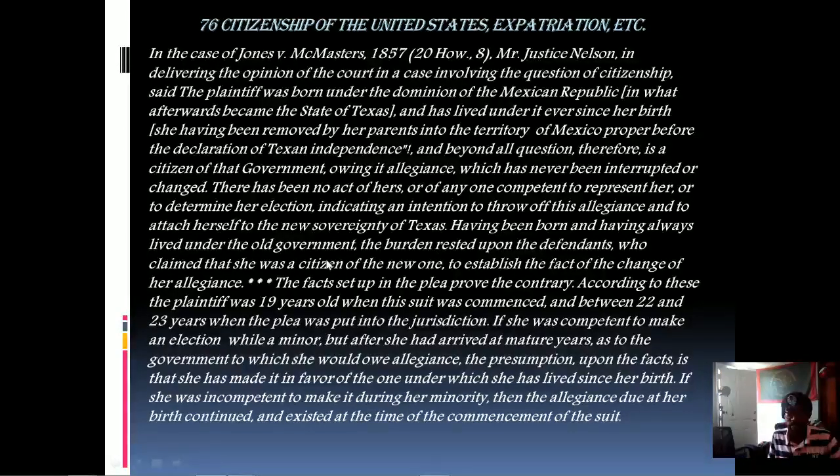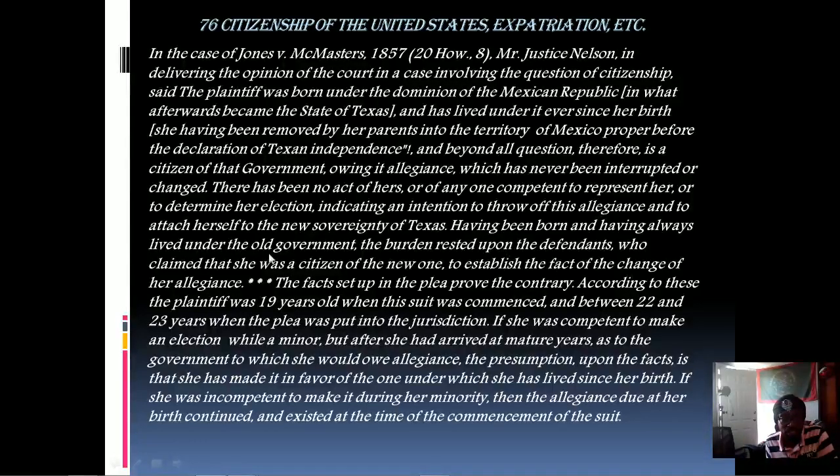So, being that she always lived under the old government, the burden rested upon the defendants who claimed that she was a citizen of a new one. Because the defendants were claiming that she was a Texan. But she doesn't have anything on record claiming that, yo, I pledge my allegiance to Texas and I relinquish my allegiance to Mexico. So, since she never did that voluntarily of her own right, then the defendants got to prove that she's a citizen of Texas.